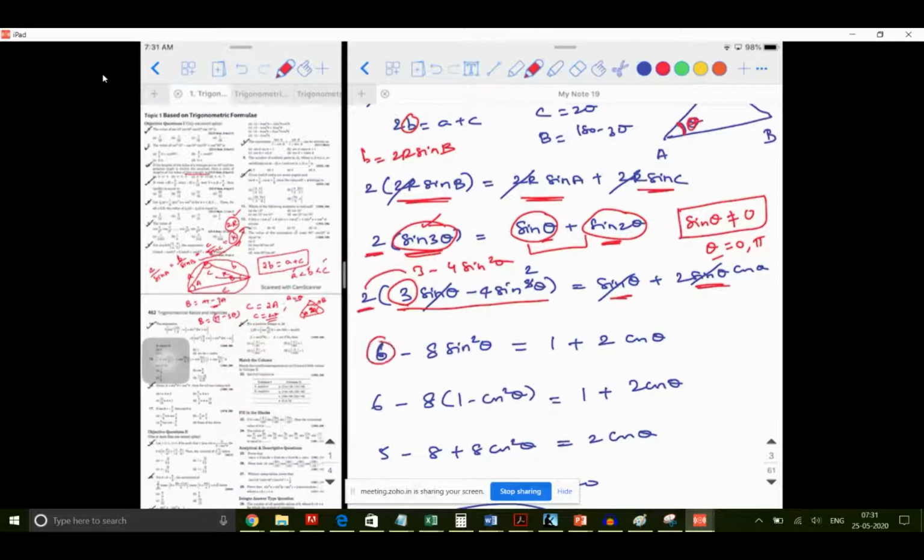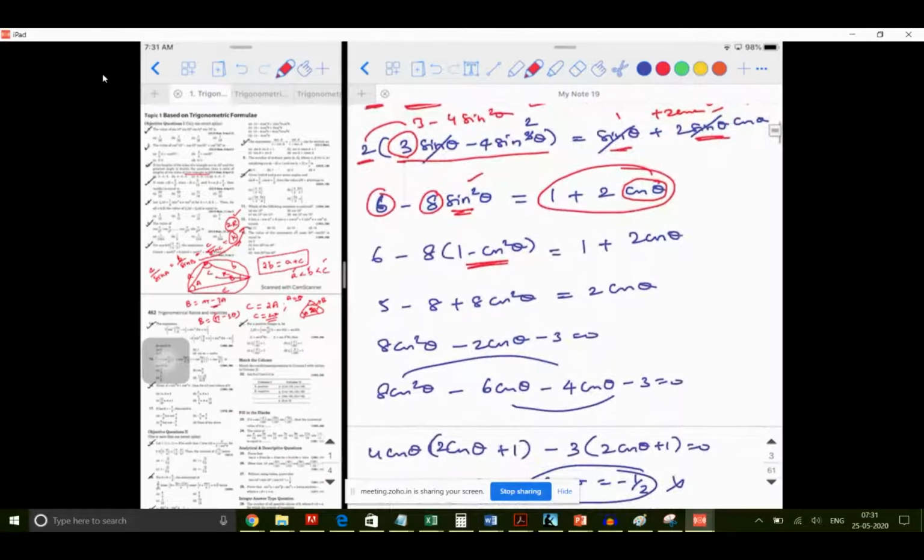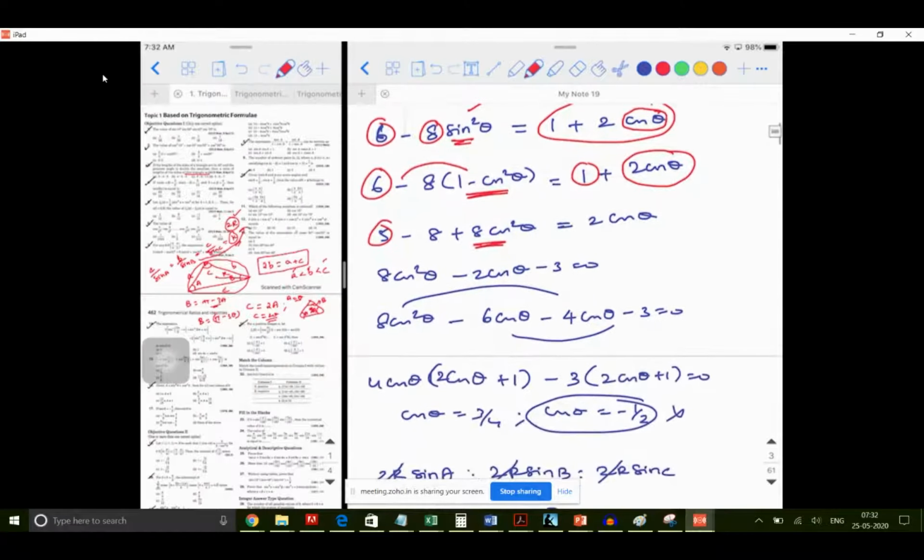So 2 into 3, 6 minus 8 sine square theta is equal to 1 plus, here you are left with cos theta, so 1 plus 2 cos theta. So again, since we have a cos theta here and you have sine square theta here, we know that sine square can be written in terms of cos square so that you will get a quadratic equation. So when you write sine square as 1 minus cos square, then 6 minus 1 I got as 5, so plus 8 cos square theta is equal to 2 cos theta, which is left out here.